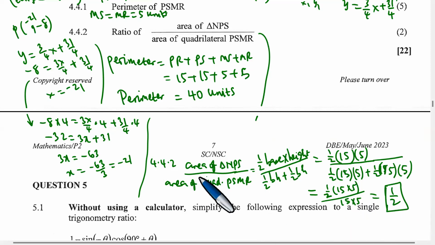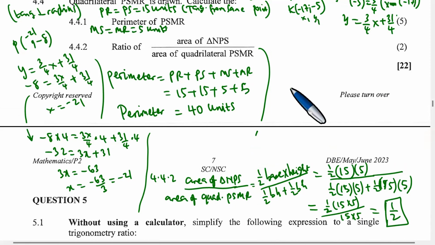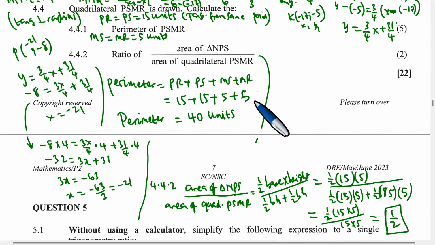So which means the area they want. They said find the ratio, so the examiner wanted the ratio. So it means that this ratio is just 1/2. For 2 marks. We found the perimeter for 5 marks and the perimeter worked out to 40 units. Right, next question.